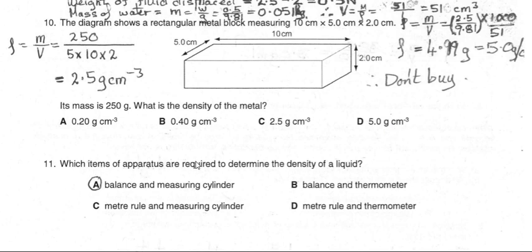Question 11. Which items of apparatus are required to determine the density of a liquid? Well, you need a balance and a measuring cylinder. You would fill the measuring cylinder with the liquid. Before you did that, you would first measure the mass of the cylinder, then put the liquid in the measuring cylinder, measure the volume of the liquid, and then measure the mass of the cylinder plus the liquid. You could then calculate the mass of the liquid by subtracting the mass of the cylinder from the mass of the cylinder plus liquid. Then you could work out the density by doing the mass of the liquid divided by its volume.